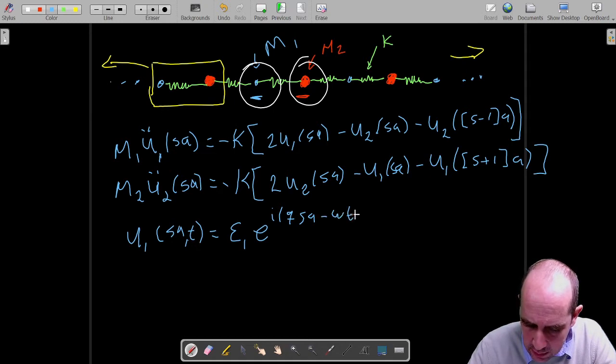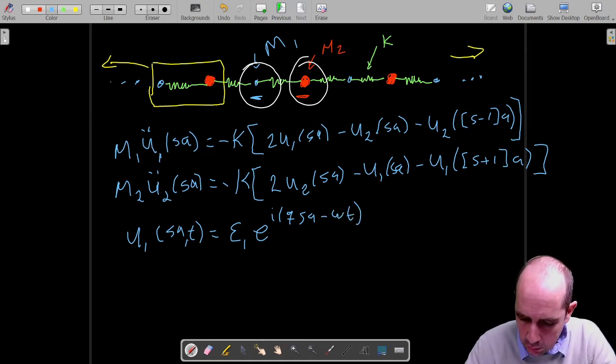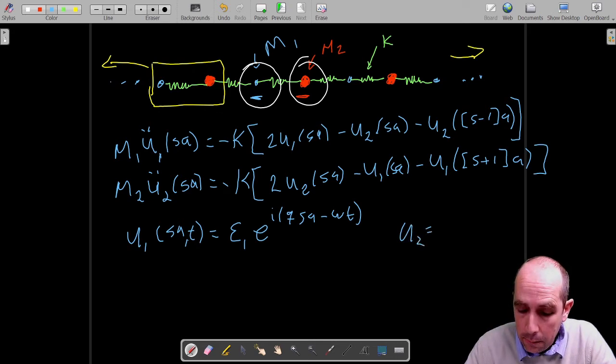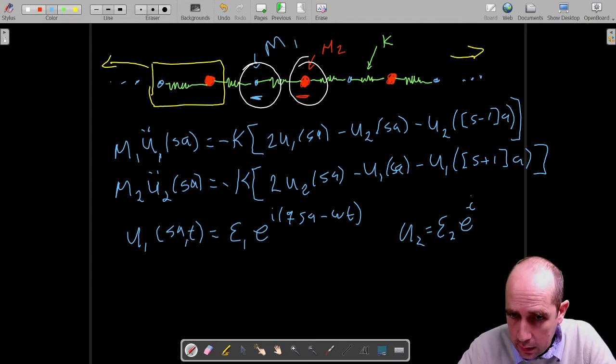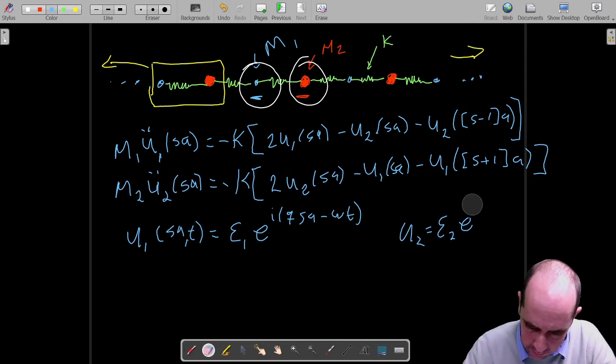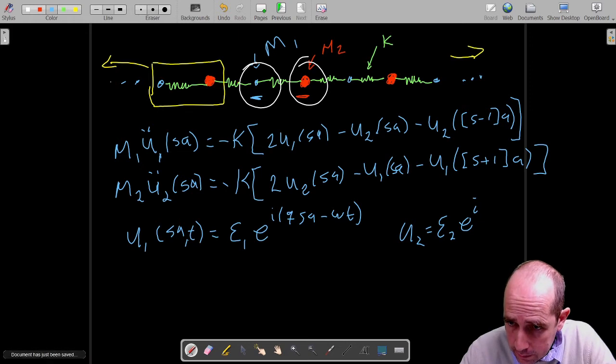(q) sa minus omega t, and we will have that u2 will be equal to A2 times e to the i (q sa minus omega t).